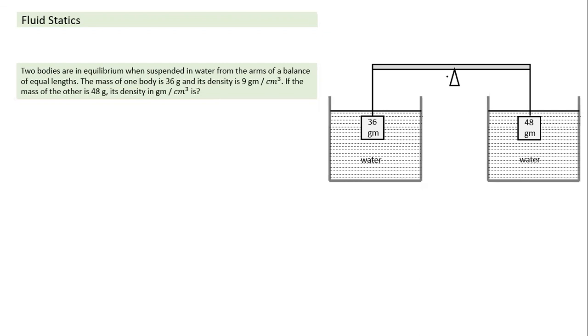So you have a weighing balance, and in the weighing balance, both sides are equal. We have suspended two masses. One is 36 grams, the other is 48 grams. We have taken these masses in the air, and we submerge them, and we find it is in a state of equilibrium. It is horizontal and in a state of equilibrium. What all is given here? Mass of one body is 36 grams, and density is also given. The density of this material is 9 grams per centimeter cube, or relative density is 9. What we need to do is find the density of the other material, or relative density of the second mass.